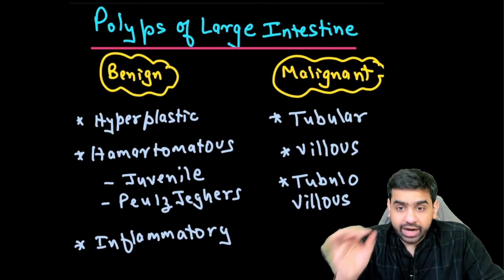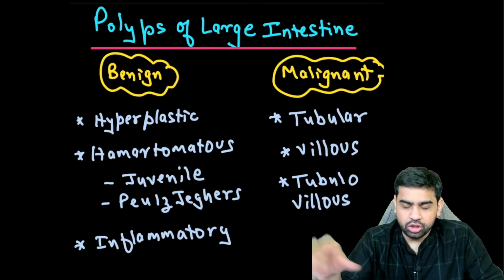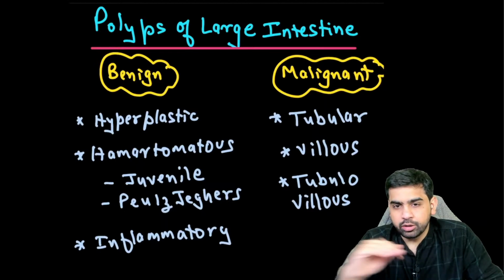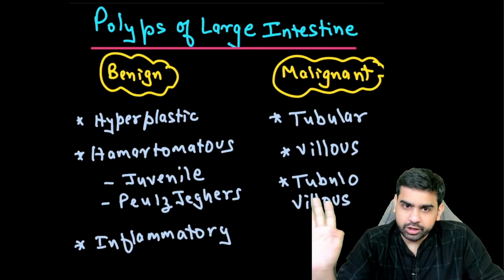What is the management of that? You just do a polypectomy. That's it. Nothing major. So, sigmoidoscopic polypectomy. That is the management of the juvenile polyp. Benign polyp, nothing to be done.